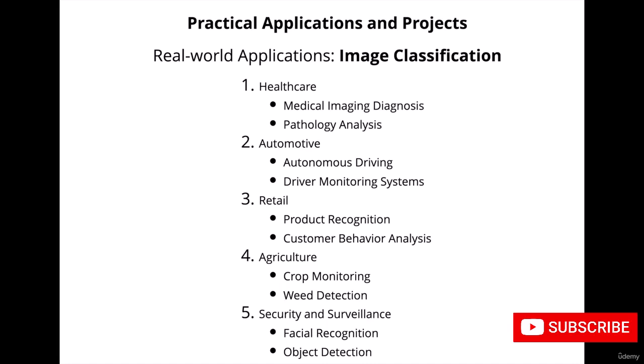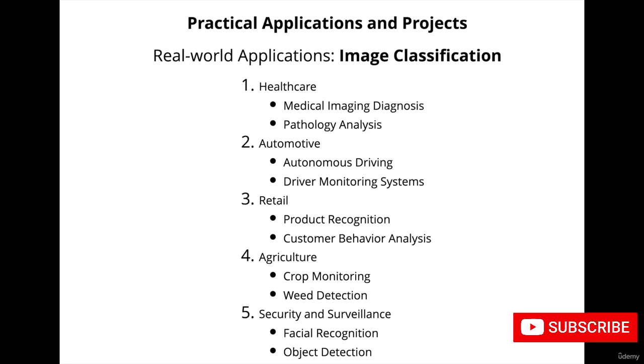We'll start with healthcare. Now, healthcare has two of them that I want to discuss. First one is medical imaging diagnosis. Image classification models are used to analyze medical images such as X-rays, MRI scans, and CT scans to assist healthcare professionals in diagnosing diseases and conditions. For example, detecting abnormalities in lung X-rays for early diagnosis of pneumonia, or identifying cancerous tumors in mammograms for oncology diagnosis. Second one is pathology analysis.